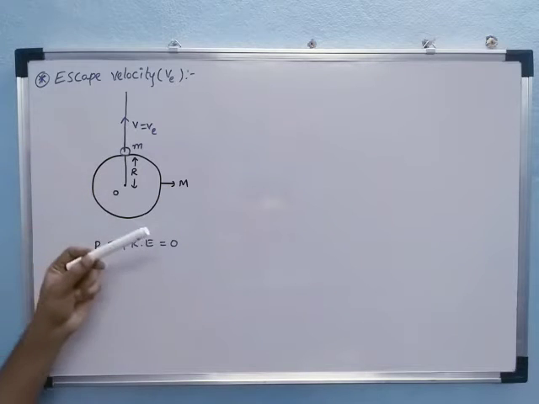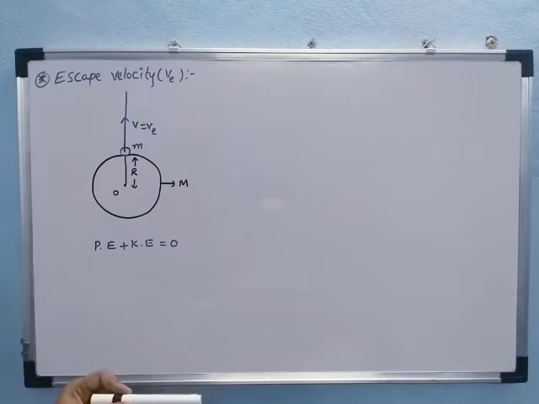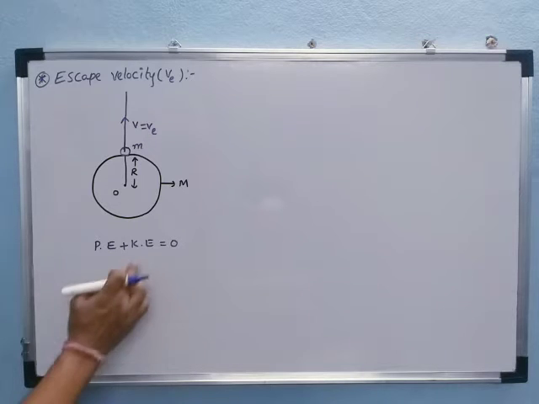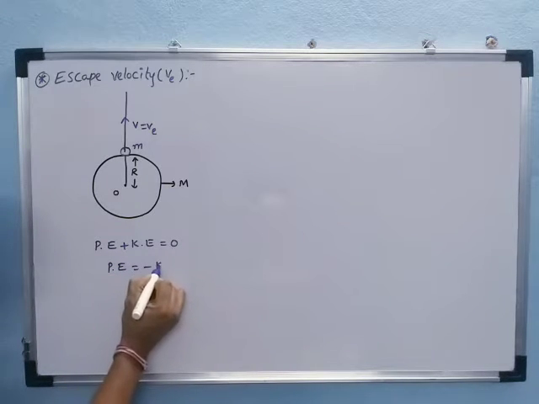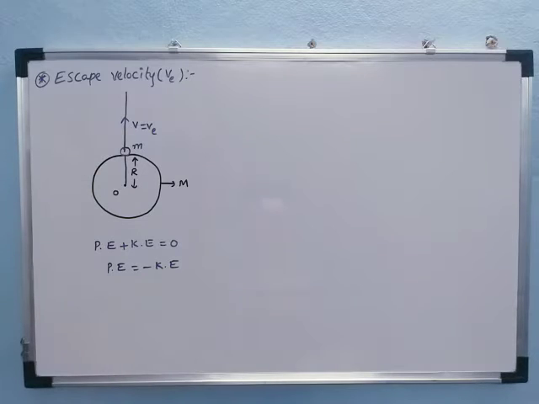We all know the law of conservation of energy. What is the statement of the law of conservation of energy? Energy is neither created nor destroyed, but can be transferred from one form to another, and the total energy remains constant. The total energy is equal to 0. Now taking the kinetic energy to this side, the potential energy is equal to minus kinetic energy. Here the potential energy is the gravitational potential energy.